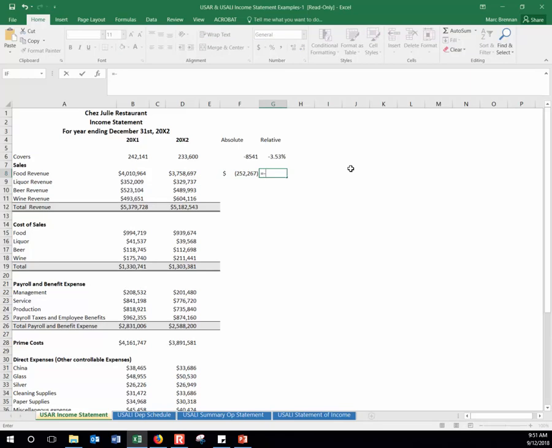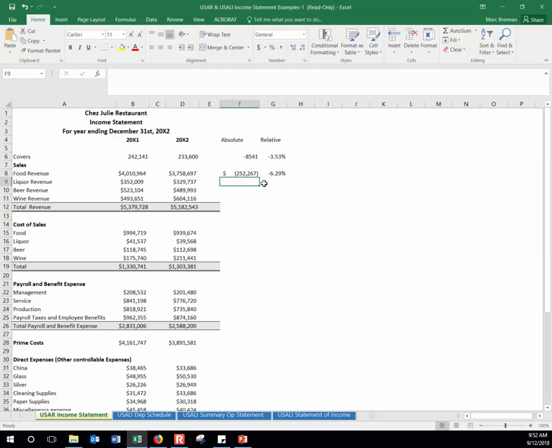I would divide that $252,267 by last year. Remember that. Okay, and let's turn this into a percentage with two decimal places. So negative 6.29%. So we're down 6% in food sales from 2011 to 2012.